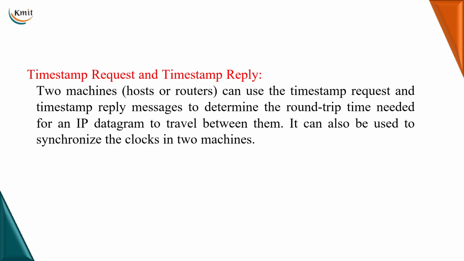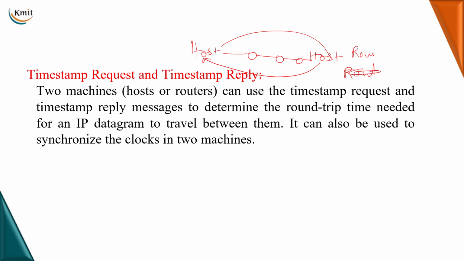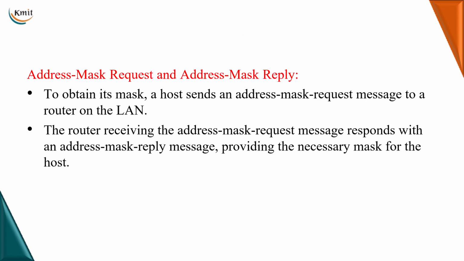Then timestamp request and timestamp reply. See, if I have two hosts which want to communicate, in between I have many routers. Now if I want to know how much time it will take for a packet to go from host 1 to host 2, I will send a timestamp request message and a timestamp reply message will come back from the host. So this will help me to know the round trip time from the source to the destination. This also will help me, if I know the time, to synchronize the clocks in the two machines. Then we have the address mask request and address mask reply. You all know what a subnet mask is?